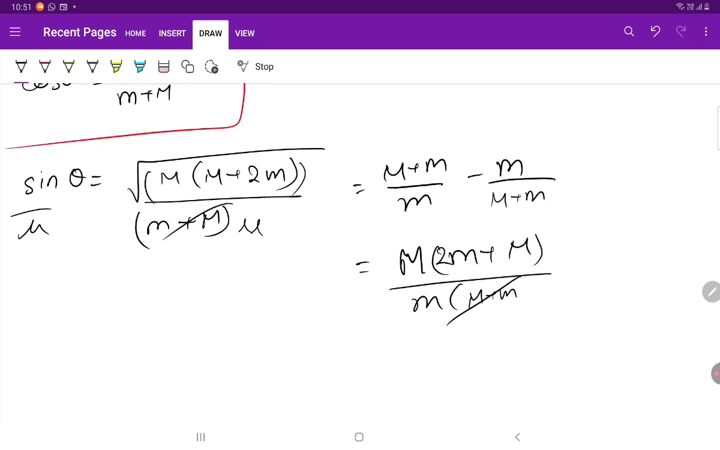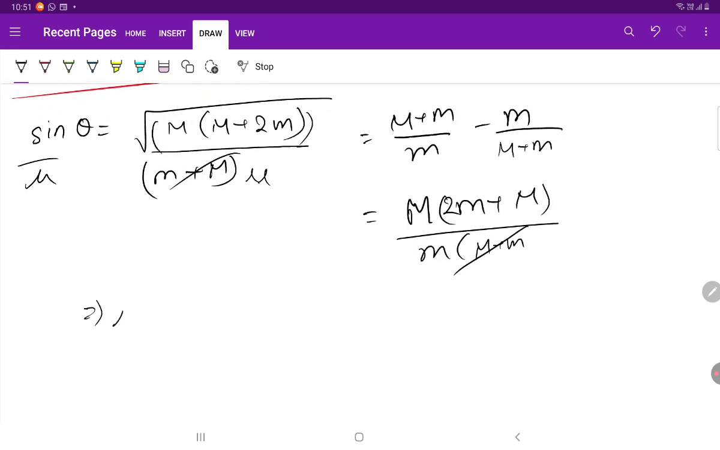Cancelling all the required terms, I will get mu is equal to m by under root M into (M plus 2m). Now this is the limiting case. Of course, the friction coefficient ought to be greater than this value, or else we will not get the desired result.